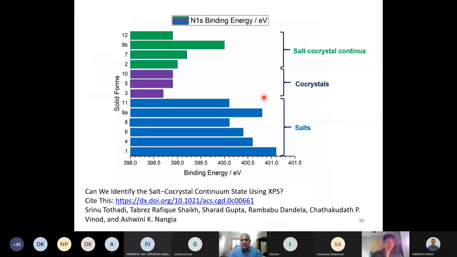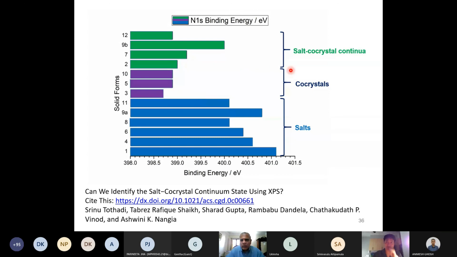I'll go straight to the results, which show that, so the x-axis is the energy scale, and as you see, the salts have high eV values beyond 400. Typically 400 to 401 is the salt range, as I already mentioned from the table. 398, 399 is the neutral co-crystal. We would have liked to see the salt co-crystal continuum somewhere between these two values. But as I said, this is a small data set, perhaps not the best data set, but whatever we thought was our first set of molecules.